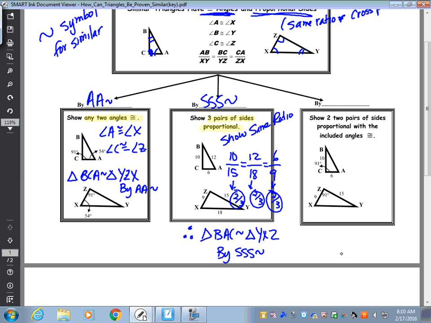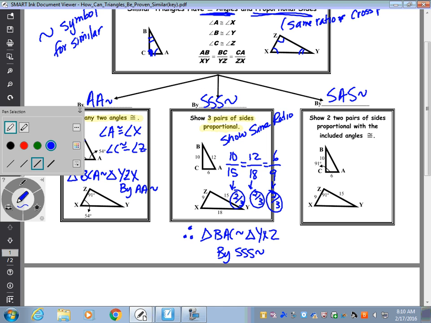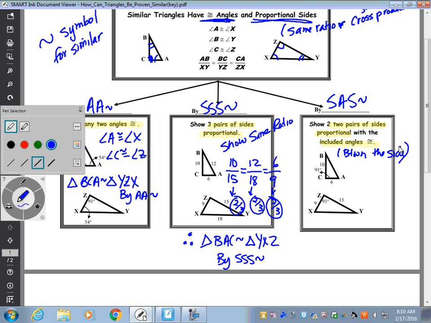And then the last way to prove similarity is side-angle-side similarity. Here we have to show that we have two pairs of sides proportional, and the included angle is congruent. When I say included angle, I mean the angle that is in between the sides. So if I look here, the two sides we have are BC, which corresponds with YZ, which is what we did before.